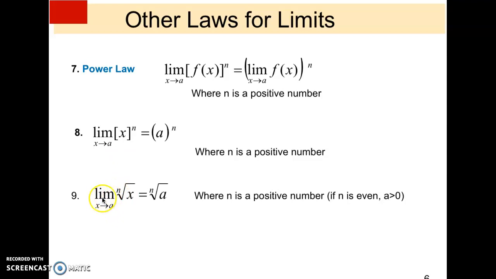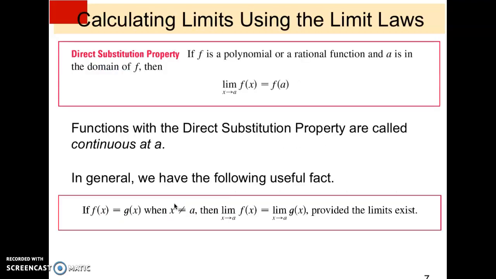Here's another: the limit as x approaches a of a root function of x. I can just do a substitution and substitute a in for x and get that is equal to this, which is actually bringing us to a bigger property, and that one is this. This is bringing us to what's called the direct substitution property.